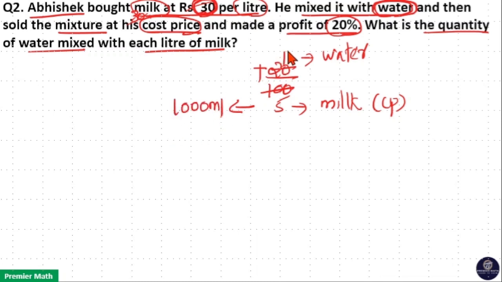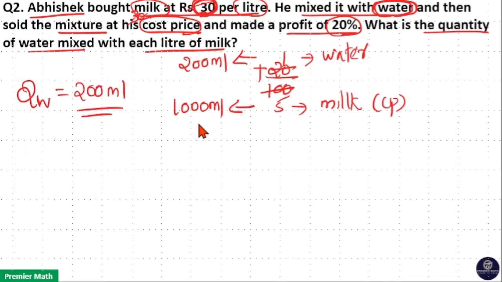Which means we need to find out 1 part. What is 1 part? 5 goes 200 times in 1000. Which means 1 part is 200 ml. So the amount of water, the quantity of water, is equal to 200 ml. So to 1 liter milk he added 200 ml of water.